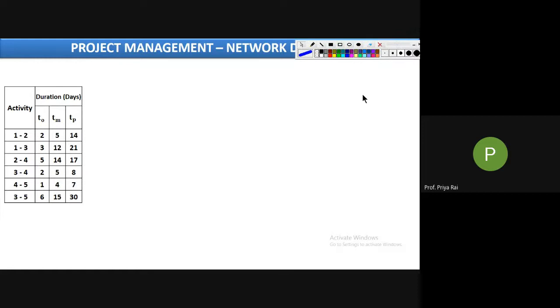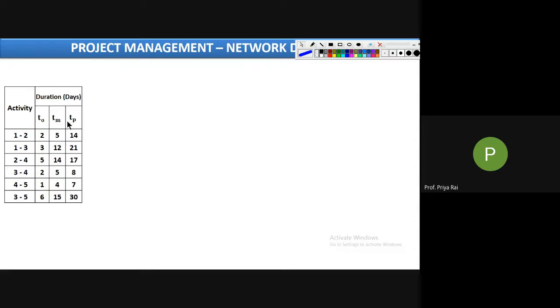What should we calculate first? Earliest start time. For that, what values do we need? We need the duration, Dij, right? That is only one duration value, but here we have three durations. In case of PERT, we will not get a single duration. We are getting three durations.